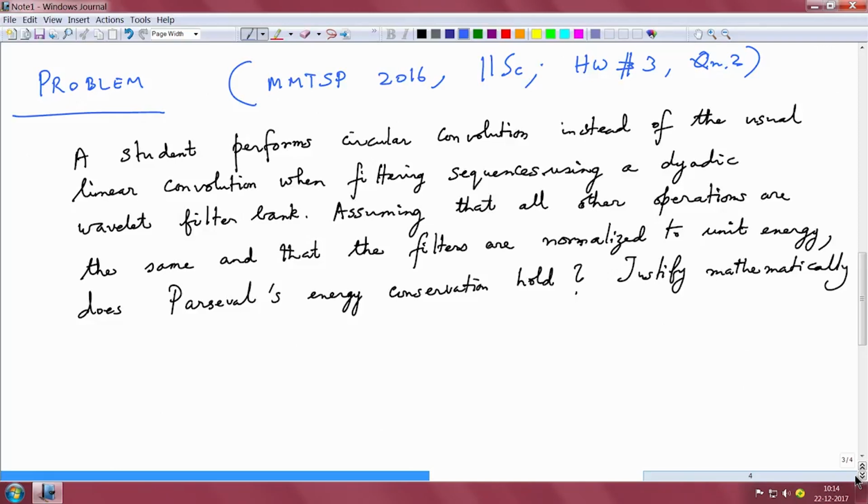Somebody wants to experiment with circular convolution instead of linear convolution, and there are some advantages of doing circular convolution, because if you do linear convolution, every time the sequences at the output go with increasing length because of the convolution process. So, somebody tried this experiment, and you want to check if this result is correct.